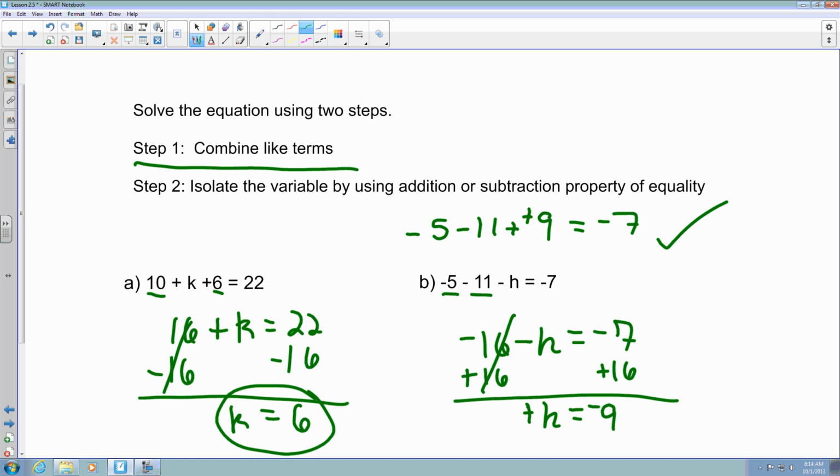And that is being able to solve equations using addition or subtraction.